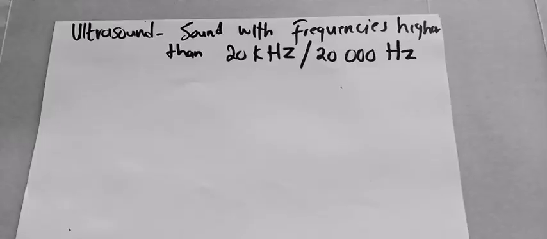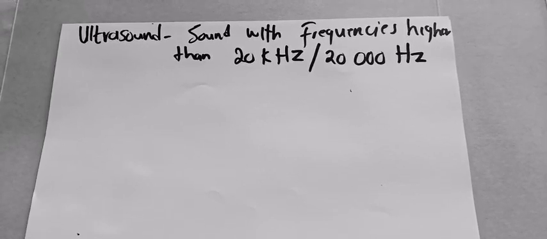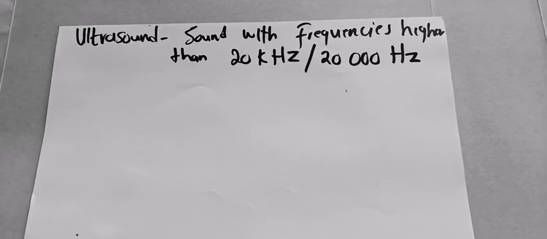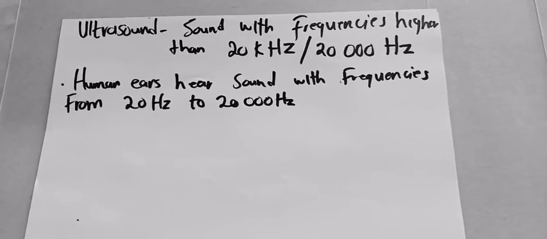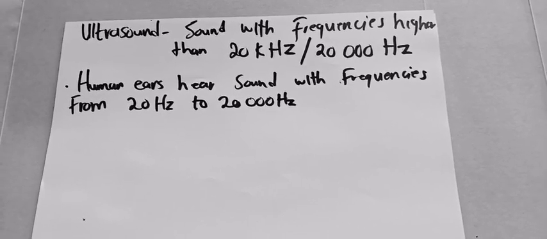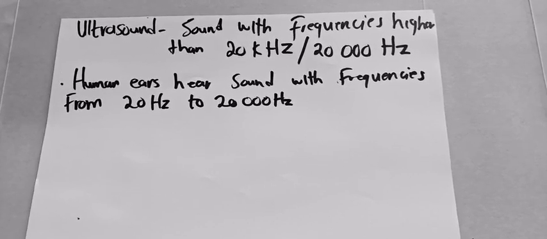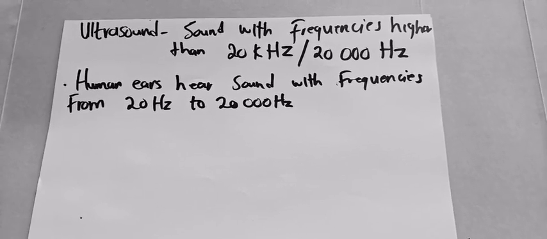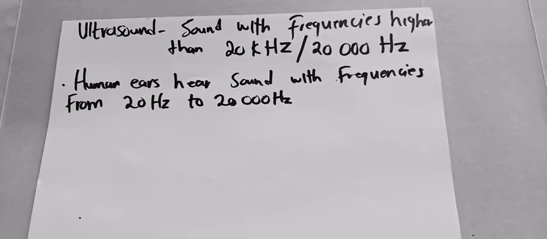All right, we have something known as ultrasound. Ultrasound is sound with frequencies higher than 20 kilohertz or 20,000 hertz. So for an example, 10 kilohertz is 10,000 hertz. 50 kilohertz is 50,000 hertz. So sound frequencies higher than 20 kilohertz. Now, human ears hear sound with frequencies from 20 hertz to 20,000 hertz. So that's the range of the sound frequencies which your ear can hear, from 20 hertz to 20 kilohertz or 20,000 hertz.